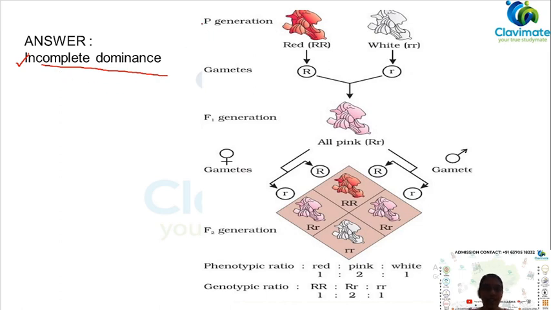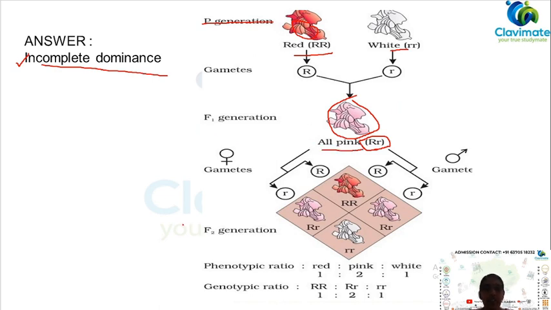So here we have the parent generation, red flower crossed with white flower. You get capital R small r. This capital R small r, instead of being red, will be pink. Why? Because red is incompletely dominant. That is, when red and white are both expressed, red suppresses white only to a small extent. So that is why you get all pink.